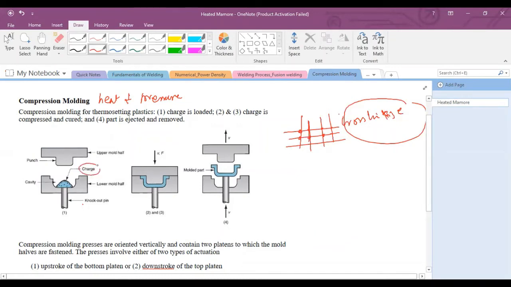So this is the charge, and this is the preheated polymer. The preheated polymer is already heated before placing into the lower part of the mold. Preheating is performed at 200 degrees centigrade in an oven. The charge is placed in the lower half of the mold. The upper half of the mold is in a movable position. Both halves of the mold will also be preheated with the help of infrared heaters.